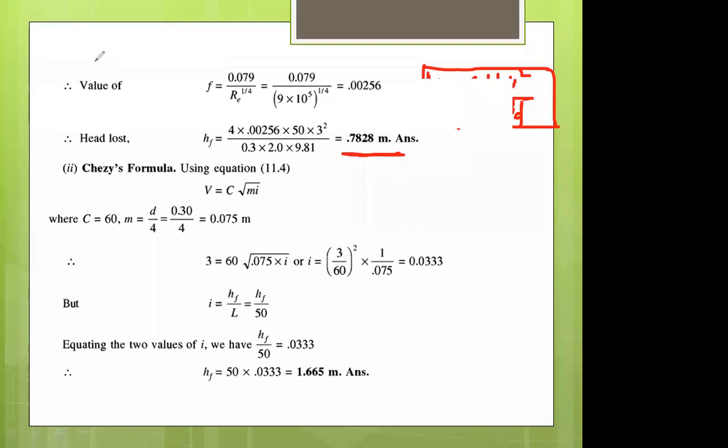After finding the head loss due to friction by using Darcy-Weisbach equation, you can easily find it by using Chezy's formula. There is no conversion required at all, or need to find out the value there.